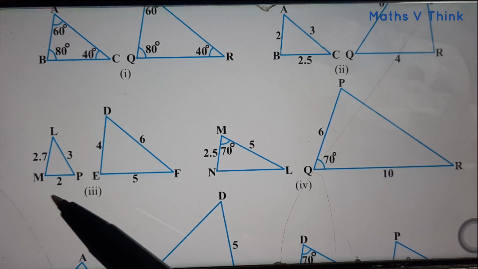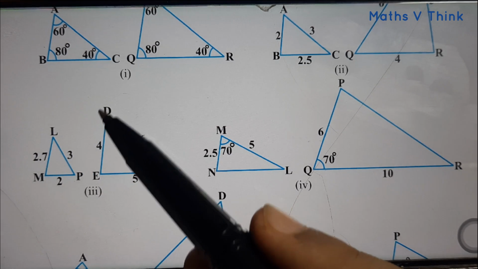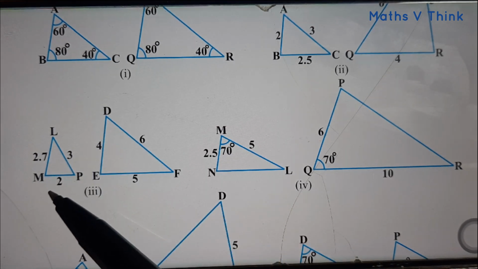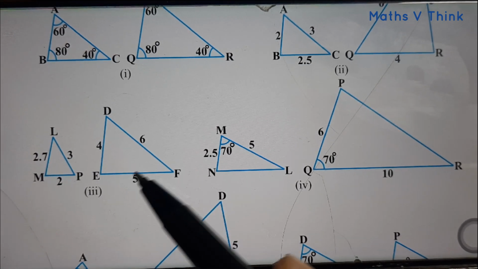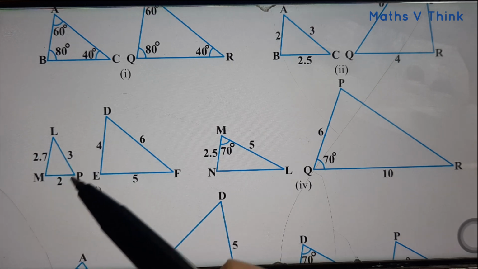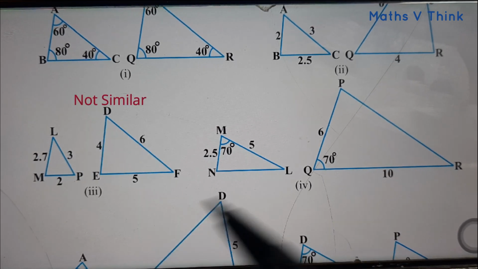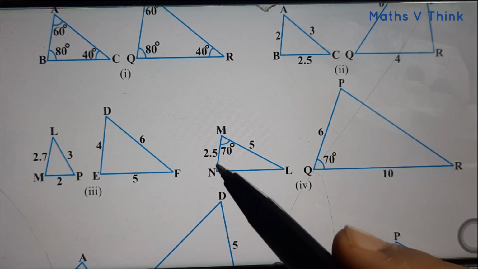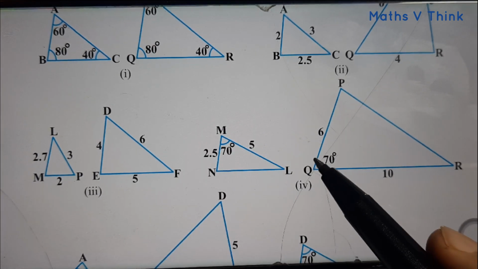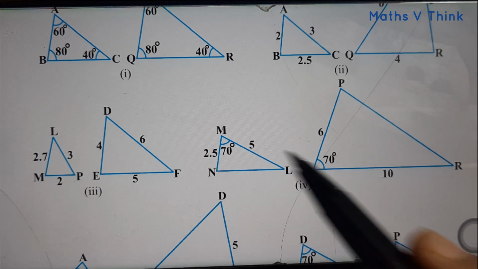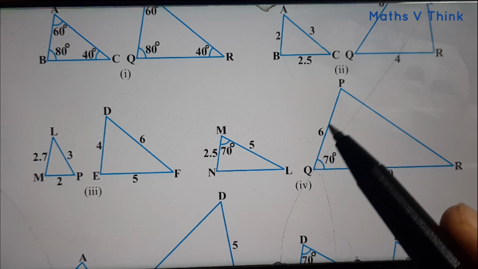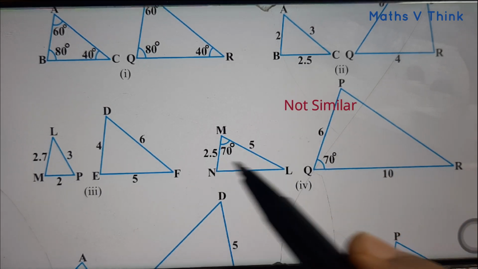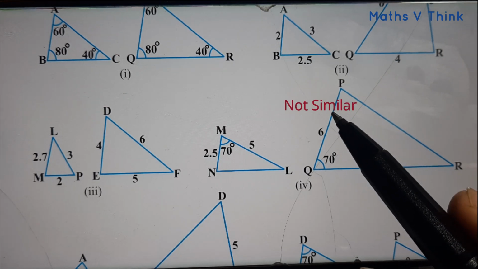Now the third subdivision. When I see triangle LMP and DEF, I can see 2 and 4 are in the same ratio, 3 and 6 are in the same ratio, but 2.7 and 5 are not in the same ratio. So this triangle is not similar to this triangle. Now see this. I can see one angle is equal, 70 and 70, and 5 by 10 is 1 by 2. Next side 2.5 by 6 is not equal to 1 by 2. So this triangle is also not similar to this triangle.